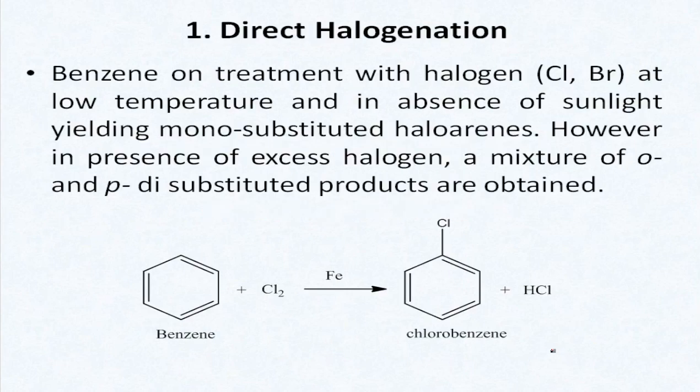Preparation of haloarenes. Number 1, direct halogenation. Benzene on treatment with halogen at low temperature in absence of sunlight yields monosubstituted haloarenes. Benzene with halogen gives chlorobenzene, monosubstituted; halogen does a substitution. However, if excess chlorine is added, you can get a mixture of ortho 1 2, 1 3 or 1 4 products.